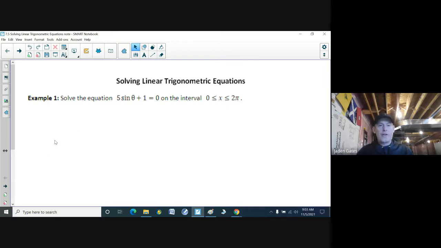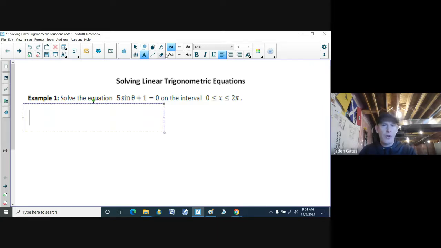Solve the equation 5 sine theta plus 1 equals 0 on the interval of 0 to 2 pi. So in other words, in 360 degrees. All right, so the first thing I'm going to do here is, well, I need a better symbol than theta. So I'm going to use a hashtag for theta because I don't have it on my computer here. So first of all, I'm going to isolate sine theta. So I've got 5 sine theta. Actually, there we go. There's our theta.